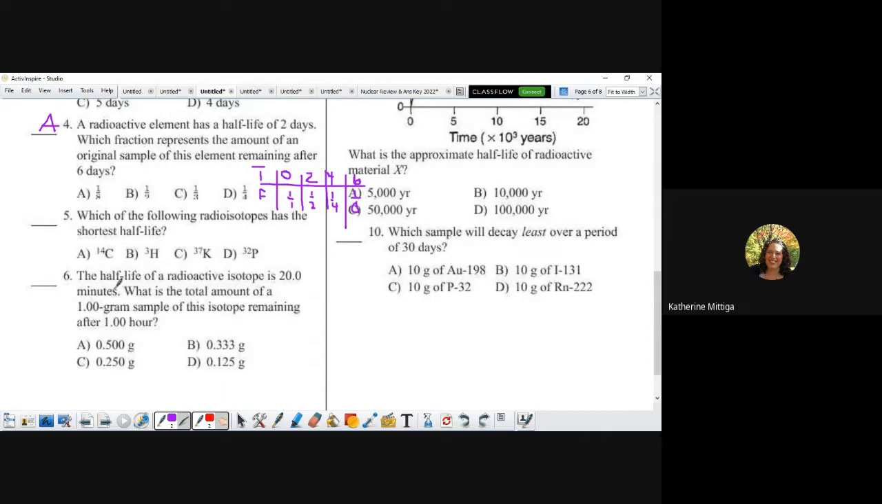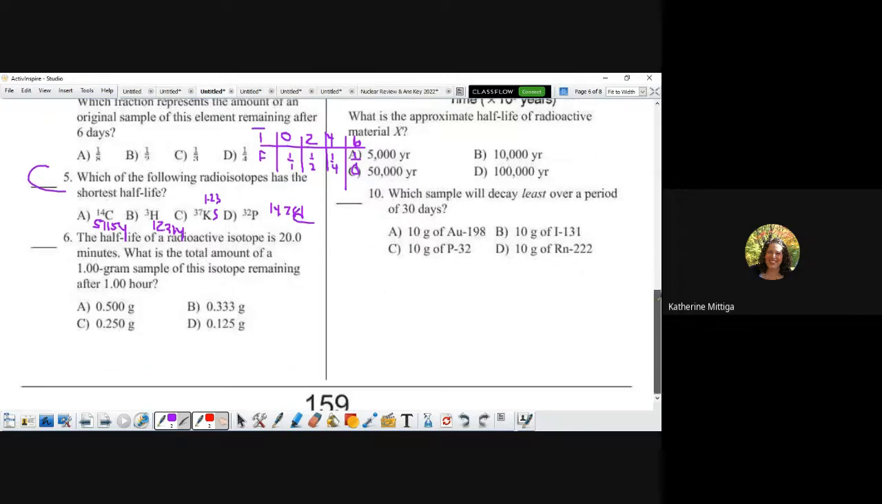Which has the shortest half-life? Carbon-14, according to Table N, 5715 years. That's pretty long. Hydrogen-3, otherwise known as tritium, is 12.31 years. Potassium-37 is 1.23 seconds. It's probably my answer. Phosphorus-32, 14.28 days. So it is choice C.